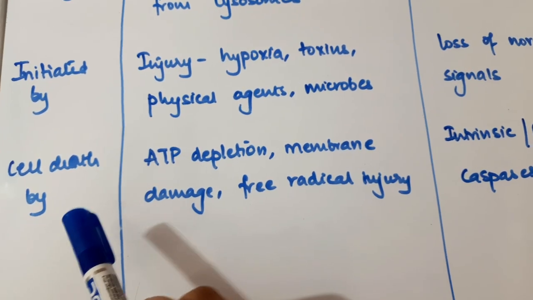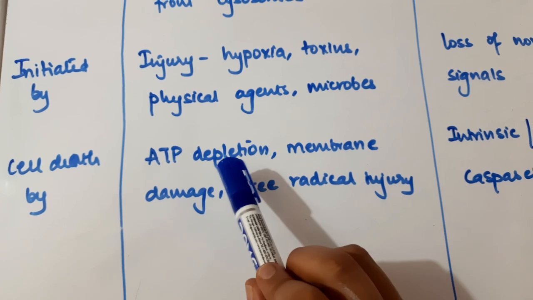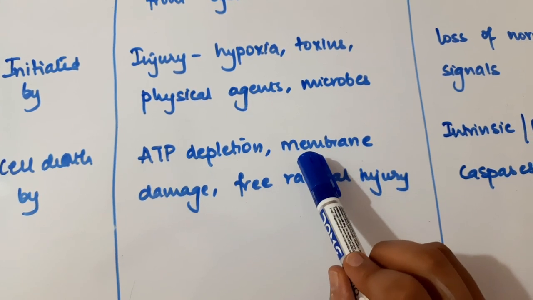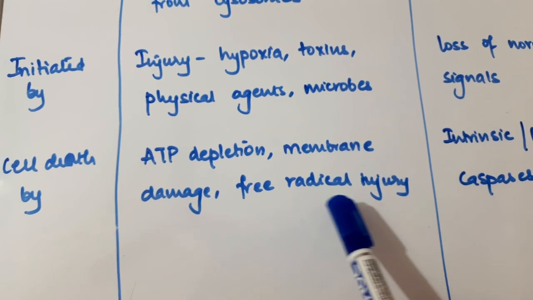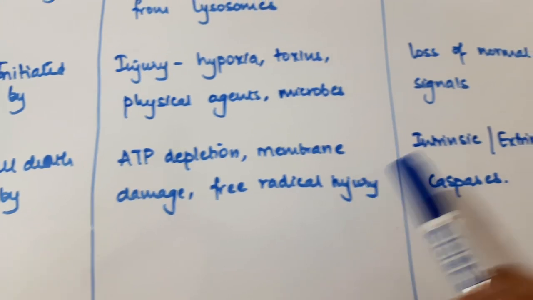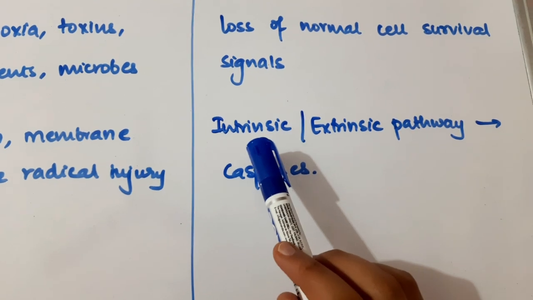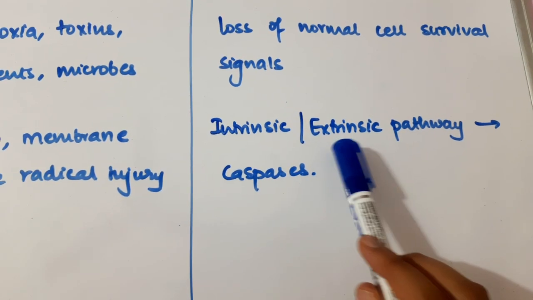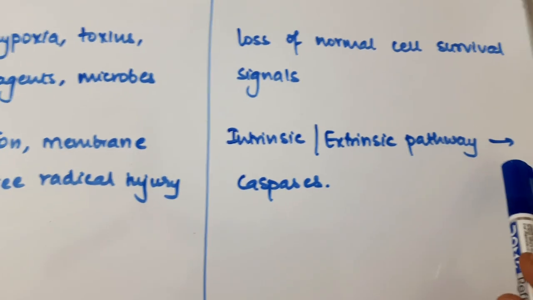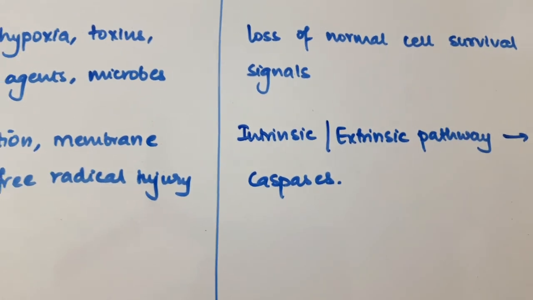Cell death in necrosis is by mechanisms like ATP depletion, damage to the cell membrane, and free radical injury. Whereas in apoptosis, the damage is by activation of intrinsic and extrinsic pathways, which in turn activate caspases.